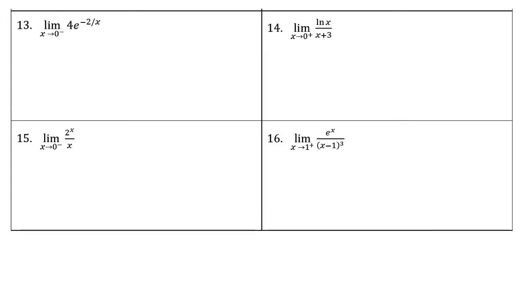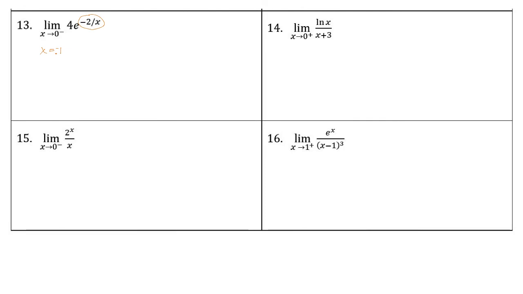And number 13, we're approaching 0 from the left. And so from the left, we need to let x maybe equal -0.1. So let's see what happens with that one. We do need to substitute in. Of course, if I plug in 0, I get -2 over 0, so that can't happen.